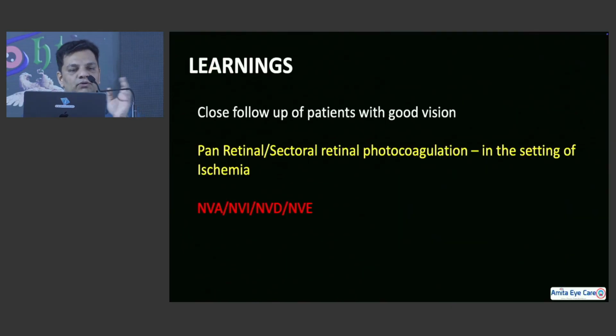So the learnings are close follow-up, and pan-retinal or sectoral laser in the setting of ischemia only, or when there is NVI, NVD or NVE. Gonio needs to be done every 3 months along with undilated fundus examination and undilated anterior segment examination to look for NVI also.